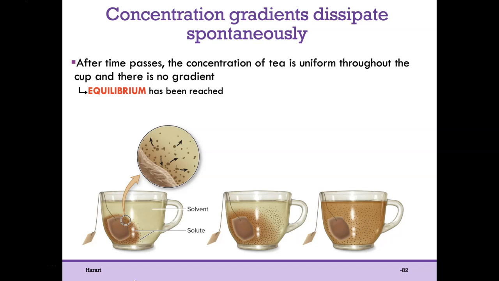So again, it's not that things stop moving, right? Over time, the gradient will disappear because random molecular motion will always increase the amount of disorder. It will always just dissipate everything. So equilibrium will be reached and everything will be at its most random. The tea molecules will be as disordered as possible, right? This dissipation will occur again by random motion.